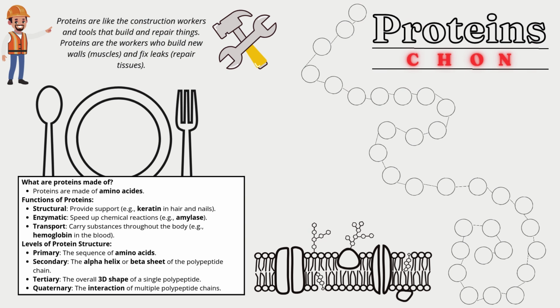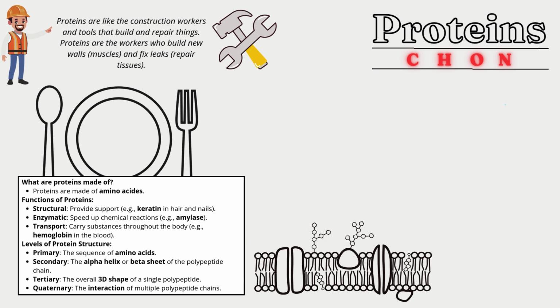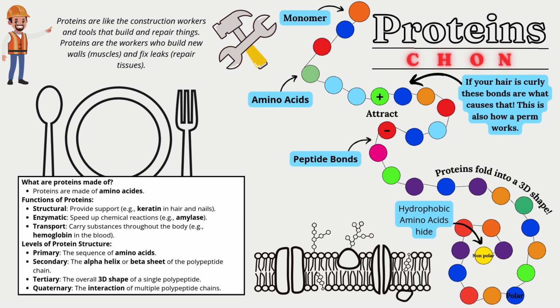And they are made of carbon, hydrogen, oxygen, and nitrogen. So remember that: the CHON. If we look at this polypeptide chain, each one of those little circles would be a monomer. Each one of those circles would be an amino acid. The whole chain would be the polymer. And if you see those little lines in between the circles, those are your peptide bonds.